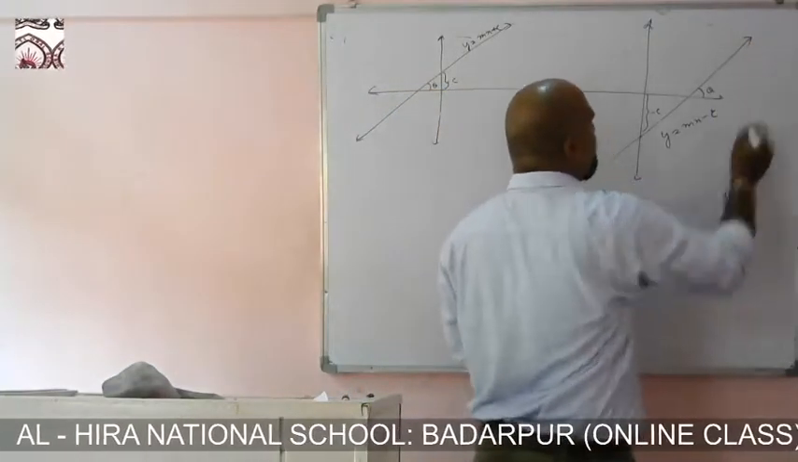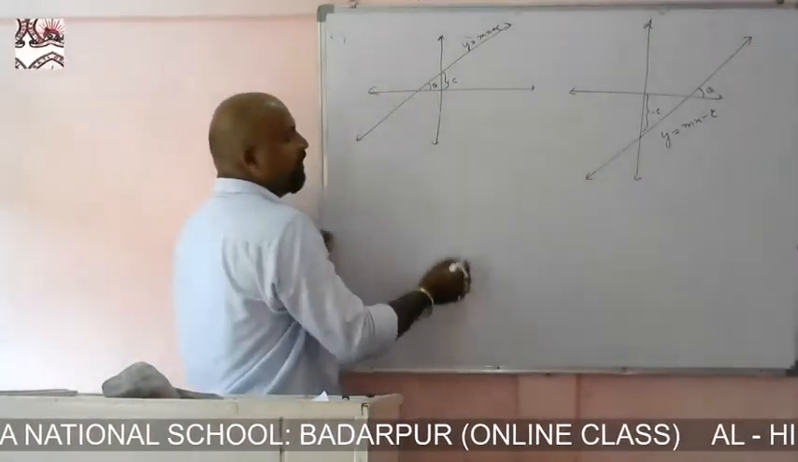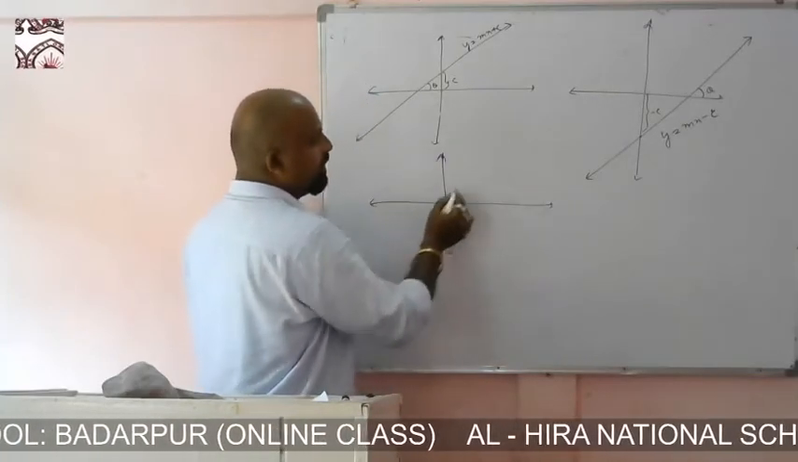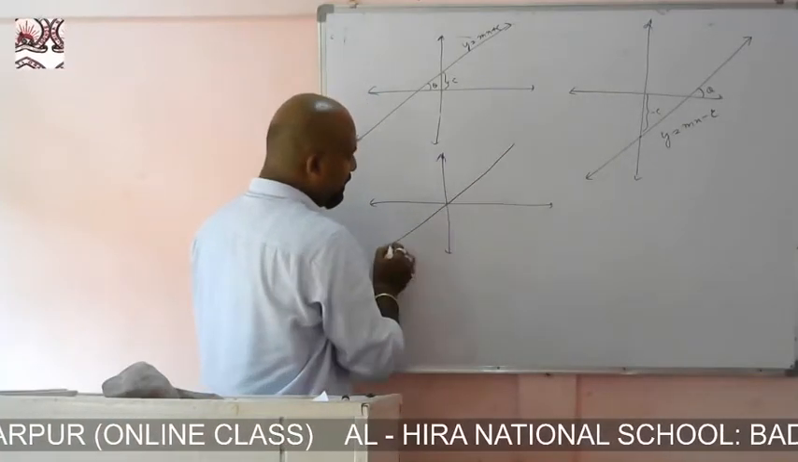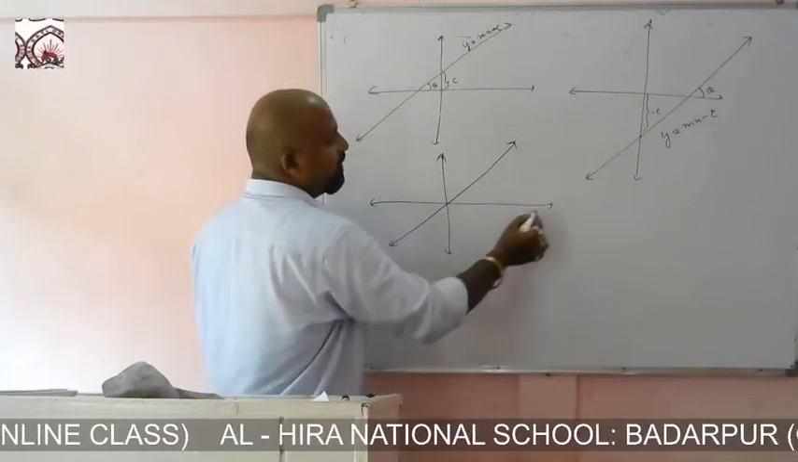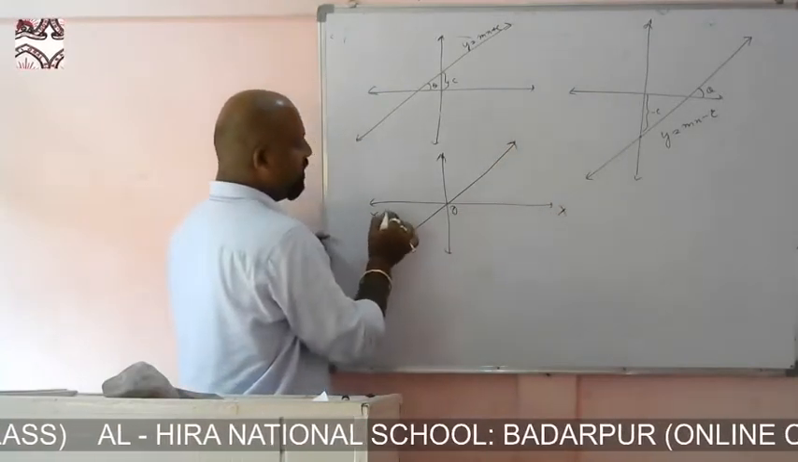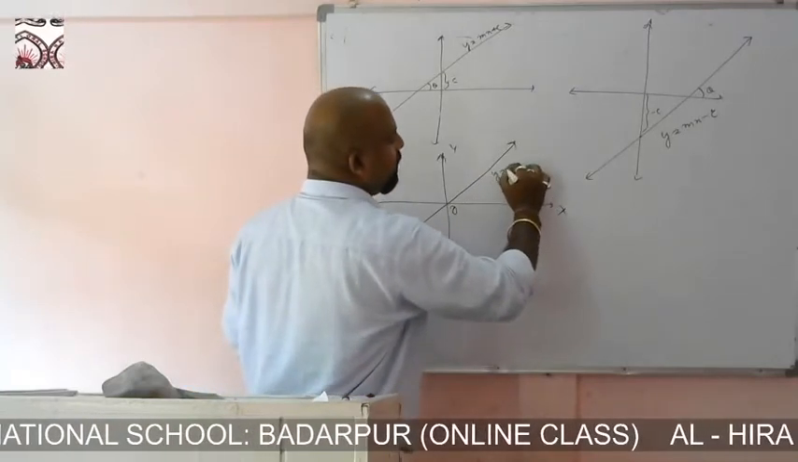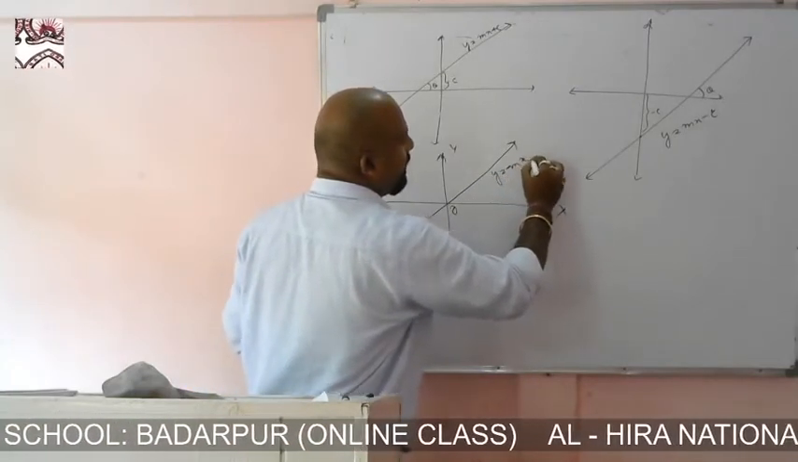Now if the line passes through the origin, that is, if c equals 0, then this line will always pass through the origin. Then the equation is y equals m into x.